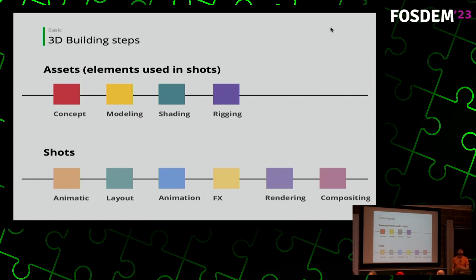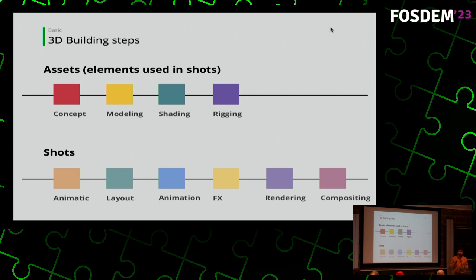But the main idea is that in every animation production, you have some elements named assets that will be displayed all along the movie. And you have the shots, where every time the camera frame changes, there is a new shot. So the movie is divided into many shots, and the assets will be used in the shots.